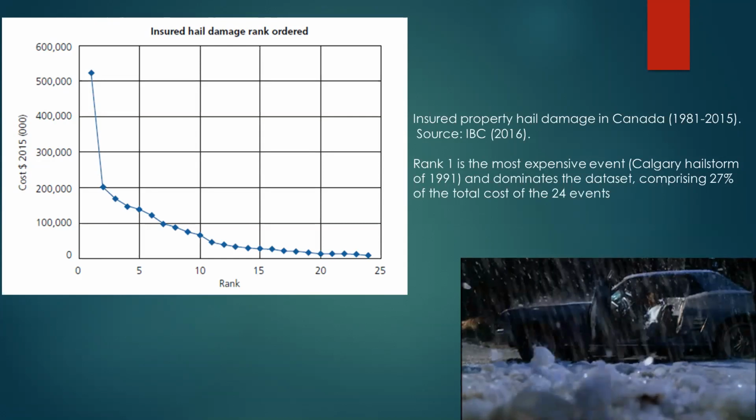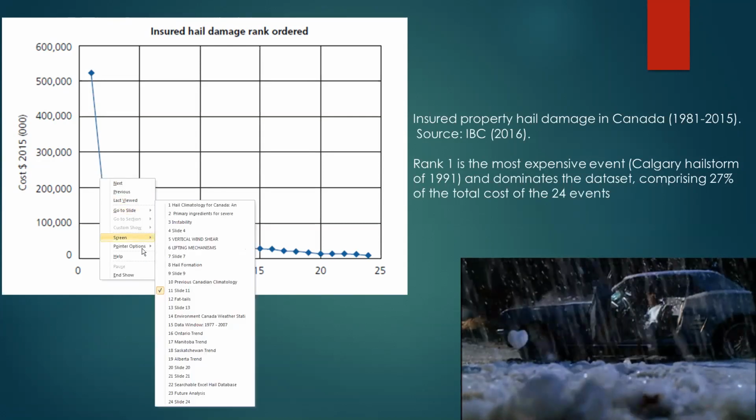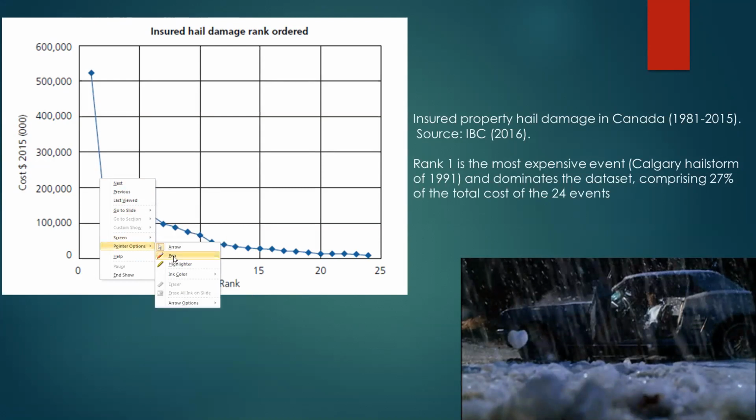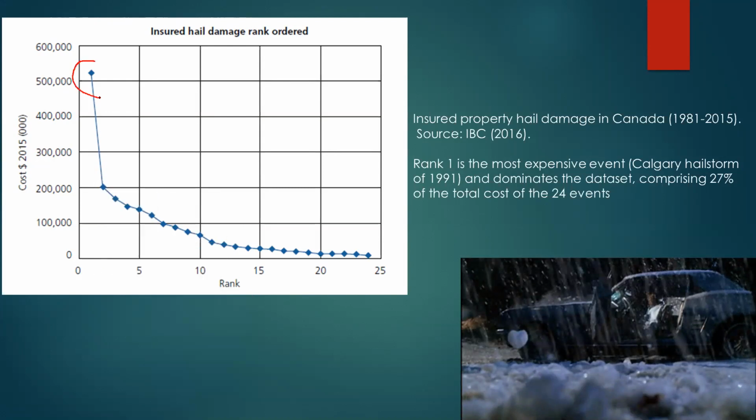So in this particular case, it's not a very large data set, but you can see here there's one event, which was the Calgary hailstorm in 1991. And if you take a look at those 24 events, that one event was 27% of the total cost of all 24 events. I took this from one of the IBC disaster databases.